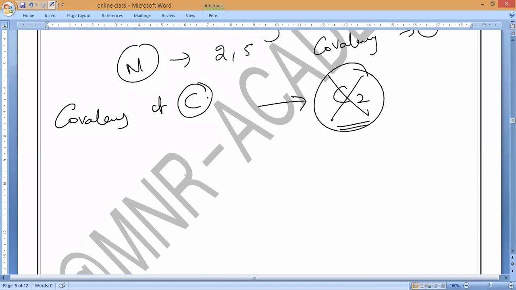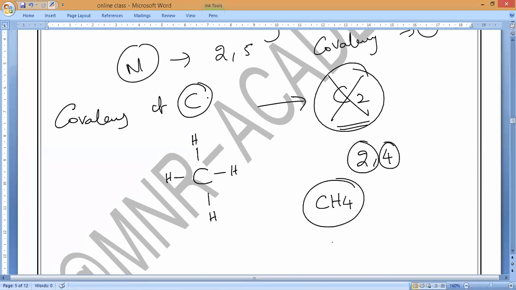So what will happen? It will react with some other thing. For example, if we take carbon, how many electrons are there in the valency shell? 4 electrons. Yes or no? 2, 4. Yes. So it will combine with 4 hydrogens. This is also called covalency only. Have you seen 4 hydrogens? So it will form CH4. So we can say covalency of carbon is equal to 4.